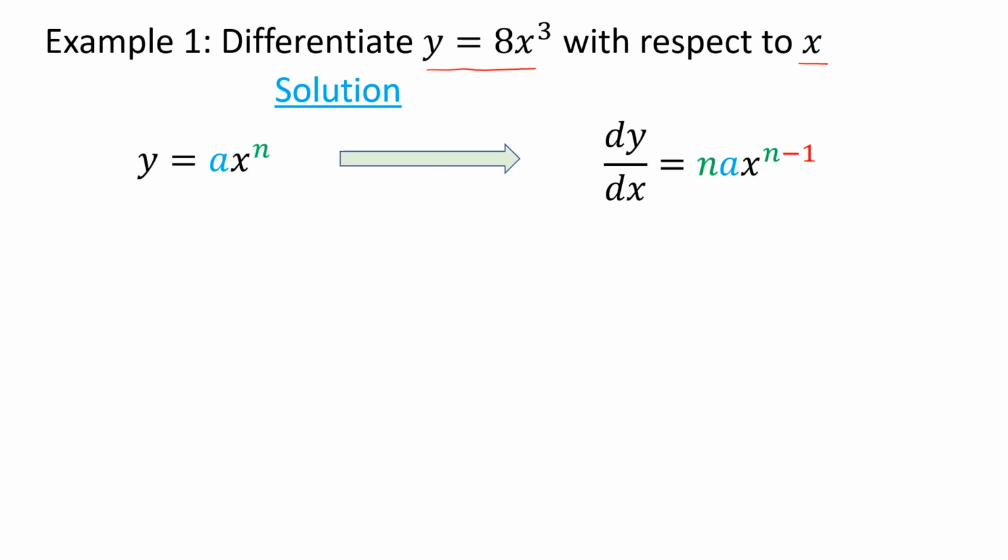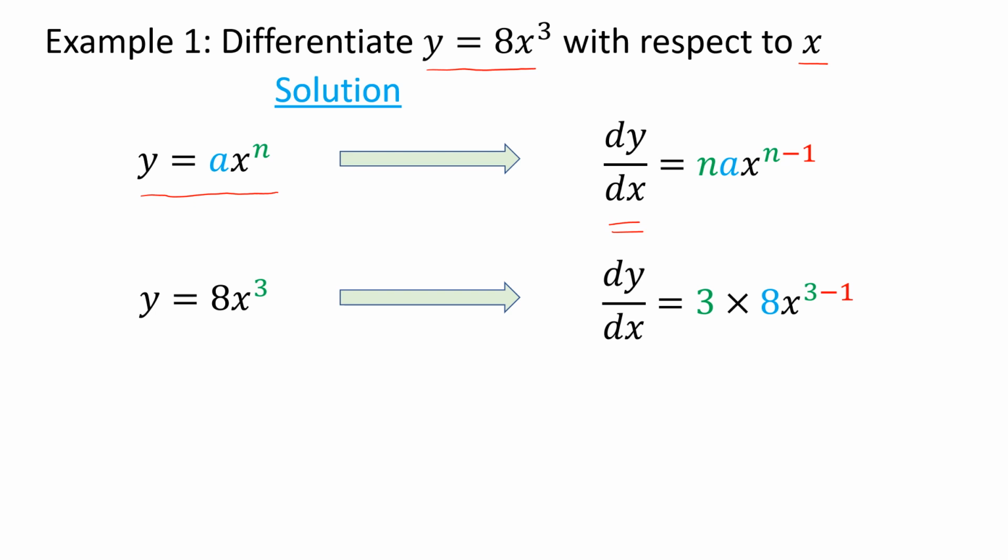First, we shall state the general rule of differentiation, which provides that given a function y is equal to ax raised to power n, then the derivative of y with respect to x is given by n multiplied by a multiplied by x raised to power n minus 1. So in this case, you have been given y is equal to 8x raised to power 3. If we compare this with the general rule, then a corresponds to 8 and 3 corresponds to n. In other words, 3 is the power and 8 is the coefficient before the independent variable.